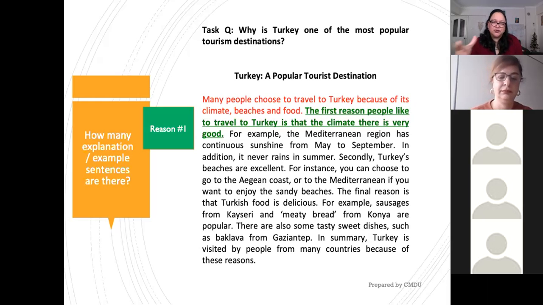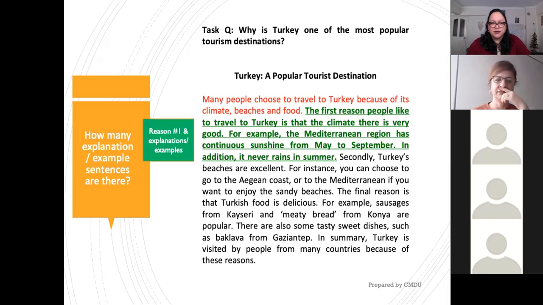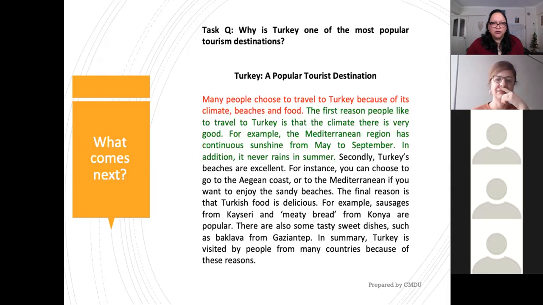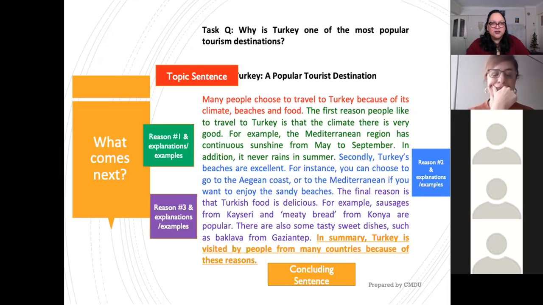So you can ask your students a question like this, right? How many explanation and example sentences are there? And give them a chance to answer. And of course, you can highlight those as well. So again, this is going step by step through the different parts of the paragraph. I'm not going to go through all 3 reasons, but you get the idea, I hope. So then eventually, your paragraph might look like this, all marked up.